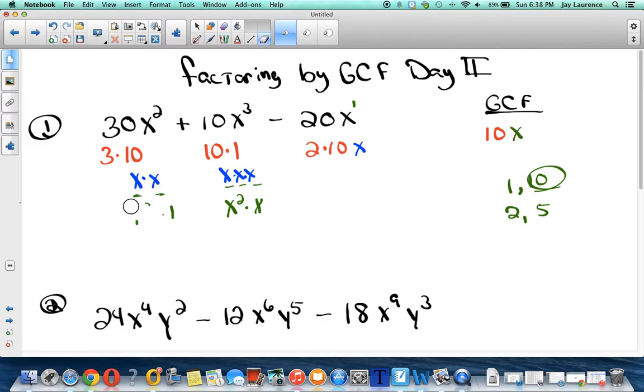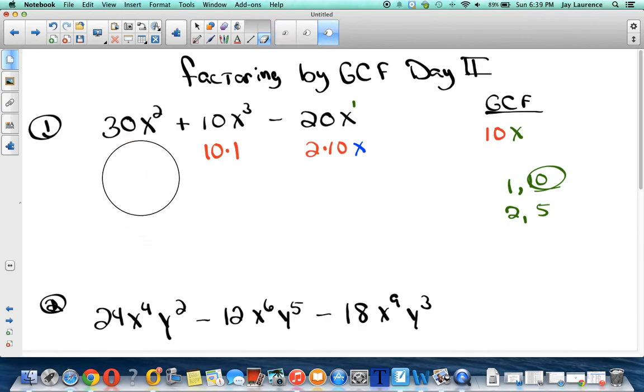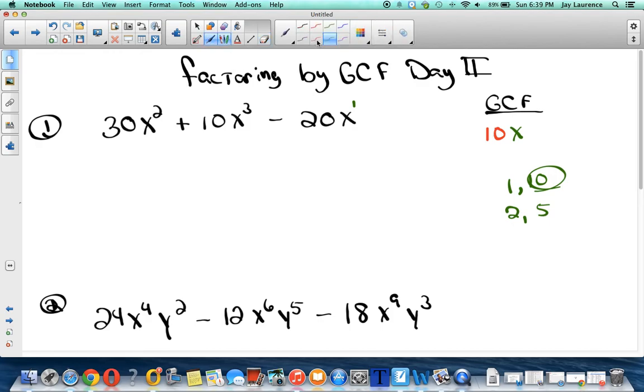All right, so I'm going to get rid of this kind of figuring work here. I'm going to get a larger eraser out. And remember, I have to divide each term by the GCF. So my GCF is 10x. I'm going to divide by 10x here, and I'm going to divide by 10x here. Now when I do that, the GCF goes out front of the quantity.